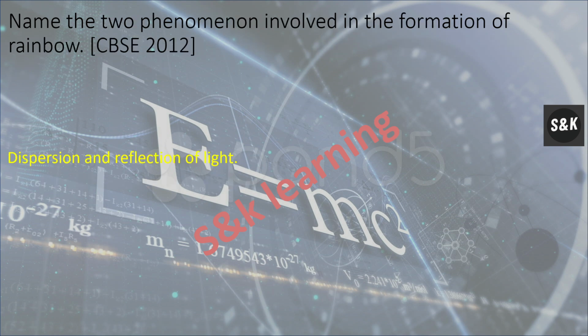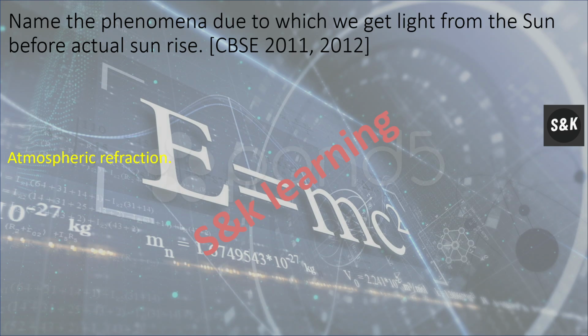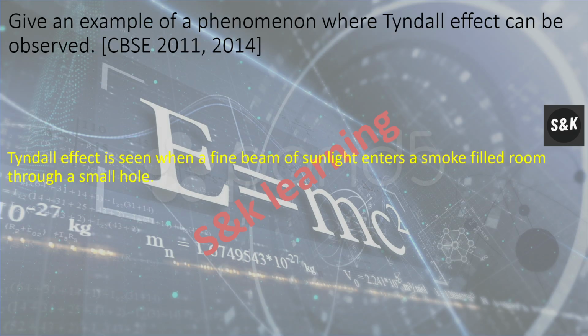Name the two phenomena involved in the formation of rainbow: dispersion of light and reflection of light. On what factor does the color of light depend? On the wavelength of light. Name the phenomenon due to which we get light from the sun before actual sunrise. Atmospheric refraction. Give an example of a phenomenon where the Tyndall effect can be observed. Tyndall effect is seen when a fine beam of sunlight enters a smoke-filled room through a small hole.